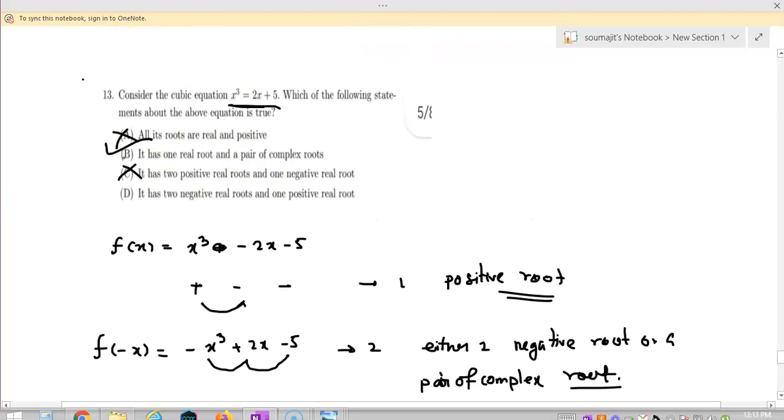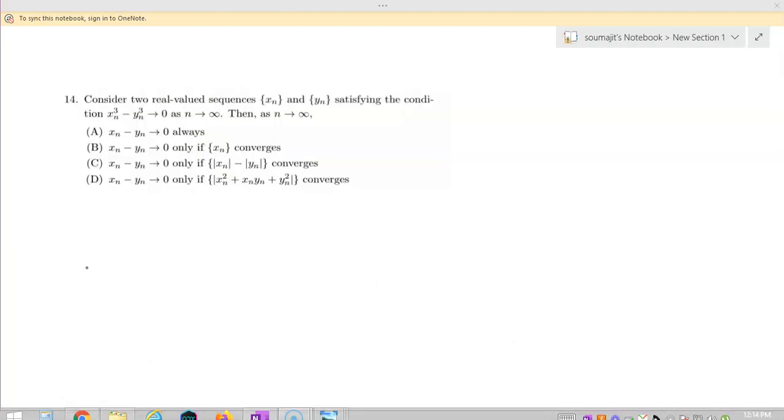That's all about question number 13. Now let's solve question number 14, which says: consider two real valued sequences xn and yn satisfying the condition xn cube minus yn cube tends to 0 as n tends to infinity. Then we have to find out the correct option, right?